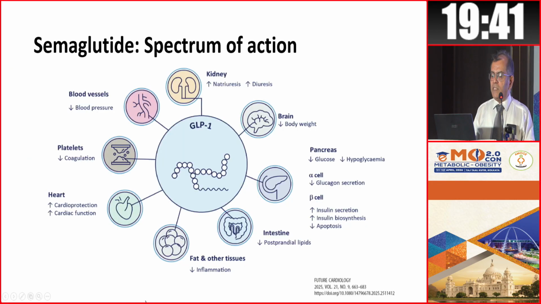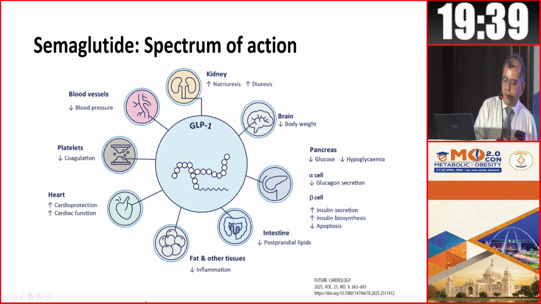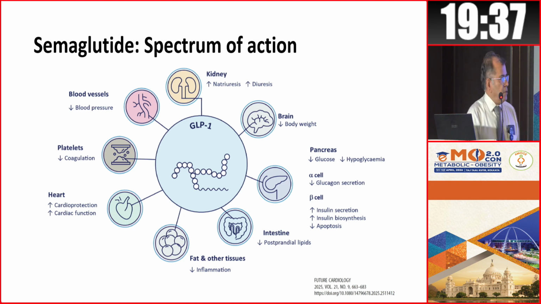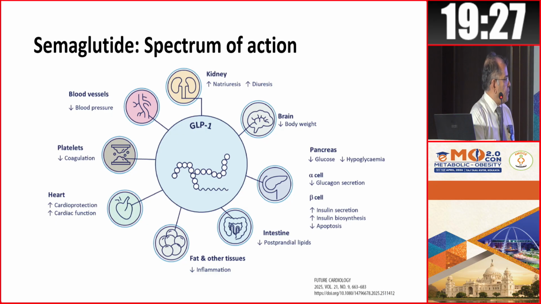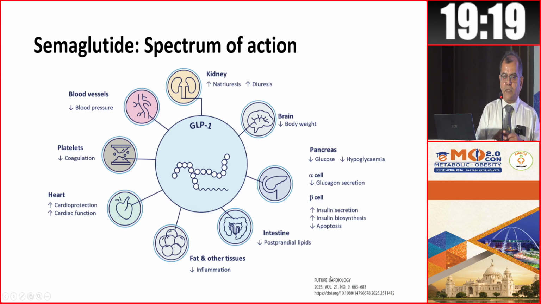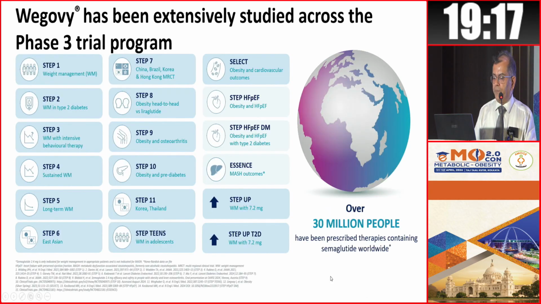And if you look at the spectrum of action of semaglutide, it has action on the kidneys, it has action on the brain, as I've told, action on the pancreas, on the alpha and the beta cells, on the intestine, on the fat and other tissues, on the cardiac fat, and an effect on the coagulation pathology. So it's basically a multifaceted action that this class of molecules has.